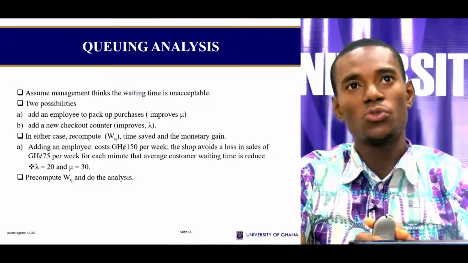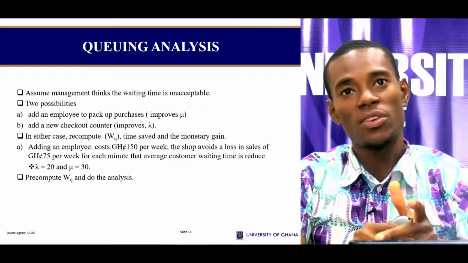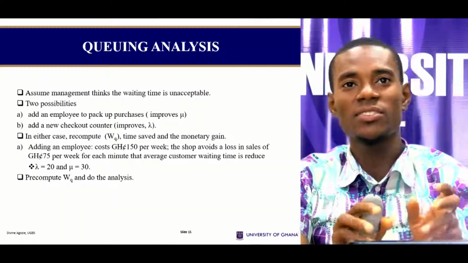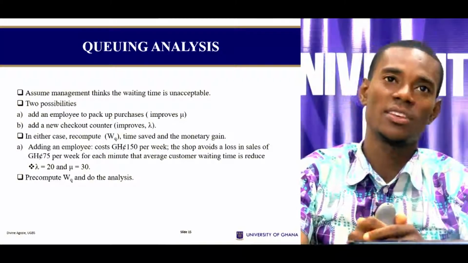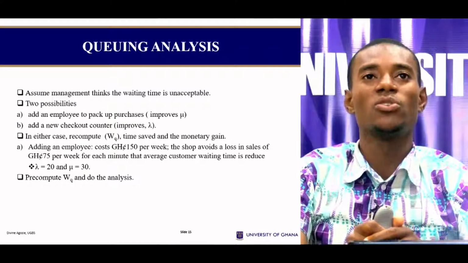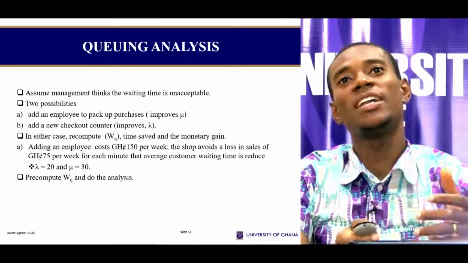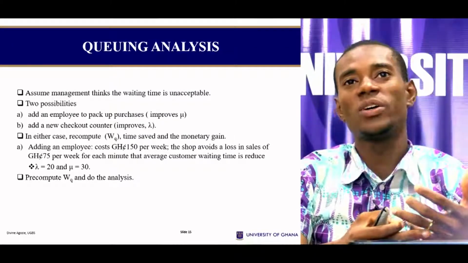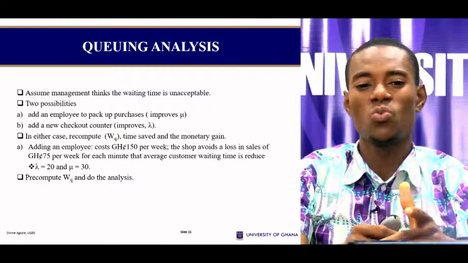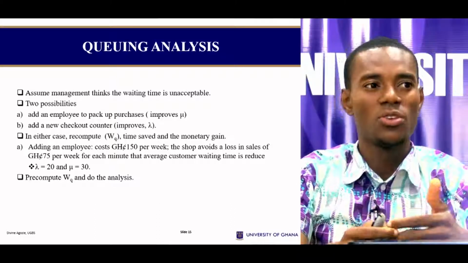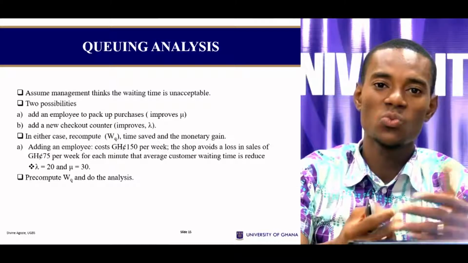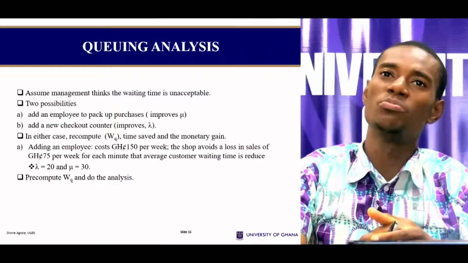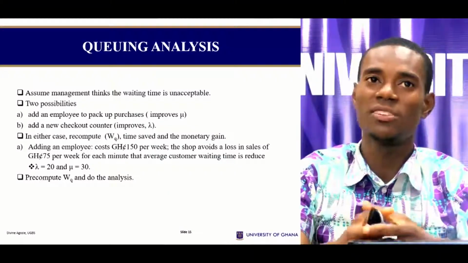Now, we also want to look at another dimension of this instance, where we want to bring in a certain trade-off of cost. And it's quite interesting. So let's assume the management, having done the computation from the previous instance, thinks that the waiting time is unacceptable. What do you think we can do to improve? For instance, you check the number of customers waiting in the queue, and you think that it's too long, and you want to improve on it.